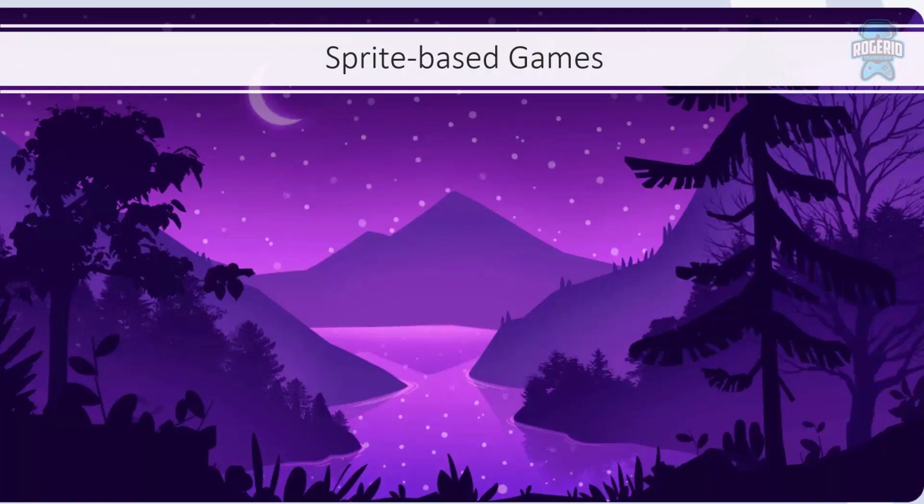So here we have an example of a sprite-based game, and you can imagine each of these images here, each tree, each mountain, the water, the vegetation, they could be a single image or they could be separate images that will lay over each other in any order to create the look of your game. We don't have a specific sequence to create the look for your game.